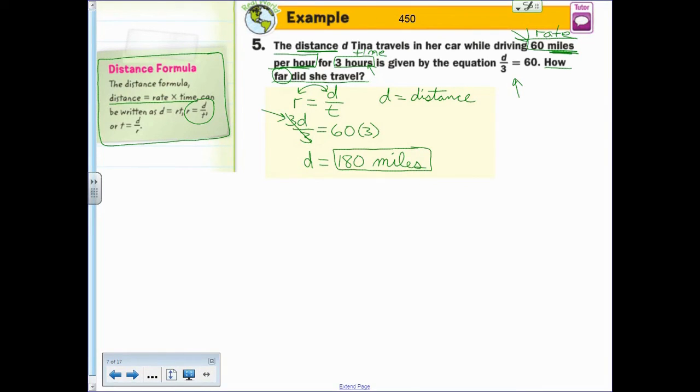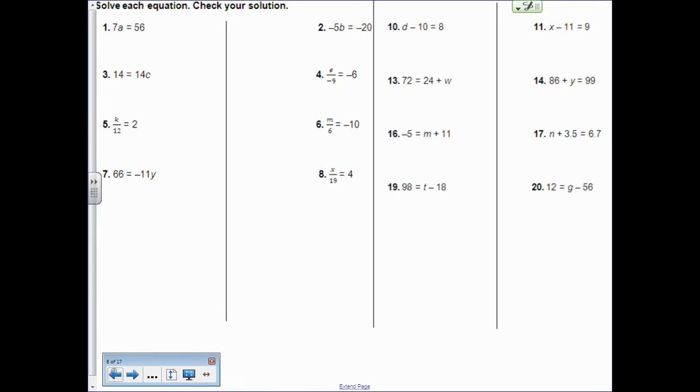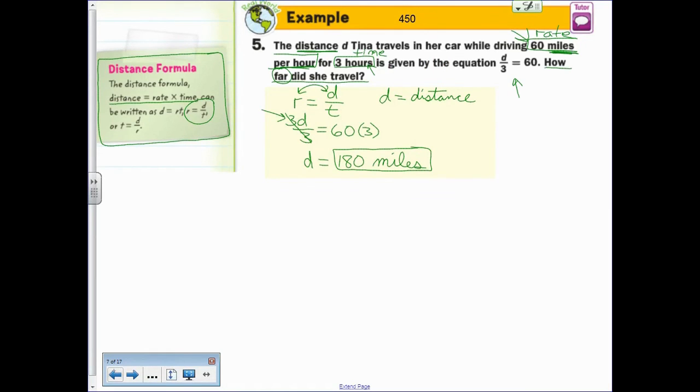Okay, so that was our final example. There is no letter problem for example 5, so I will turn you loose to do A, B, C, D, E, F, and G on pages 448 and 449.